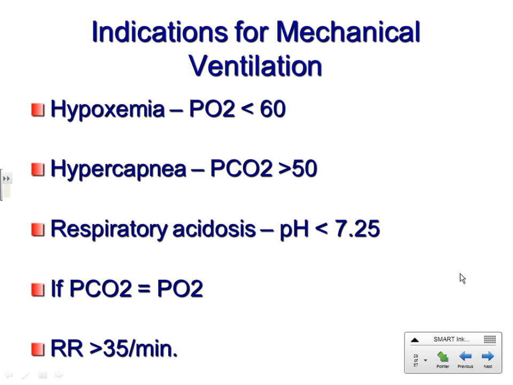If the CO2 is equal to the O2, remember, they also have to have a bad pH, because you could have that COPD patient that's got a 60 CO2 and a 60 O2, but their pH is okay and they're compensated. So again, you're not going to get all worried about putting them on a ventilator. And if they have a respiratory rate of greater than 35 per minute.